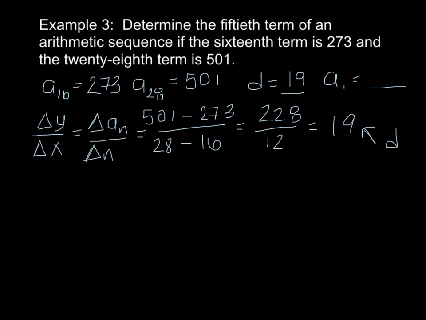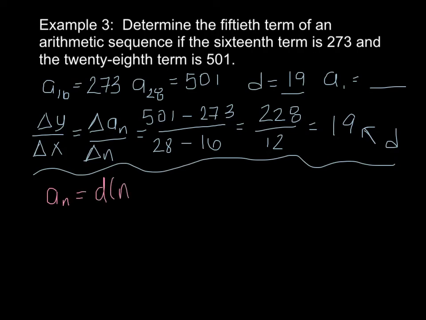Now our problem looks very similar to example number 2. We have the common difference, and we have two different terms that we could use to help us find the first term. So, in order to find the first term, we're going to use our basic explicit rule. A sub n equals d times n minus 1 plus the first term. Remember, we're looking for the first term, so we're not going to plug it in. We have just discovered that the common difference is 19.